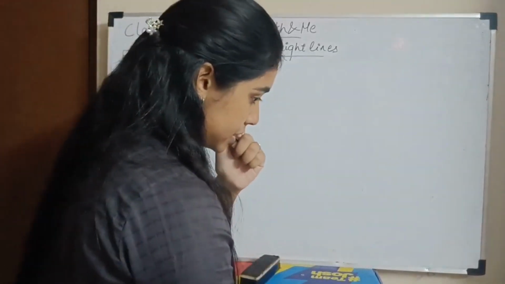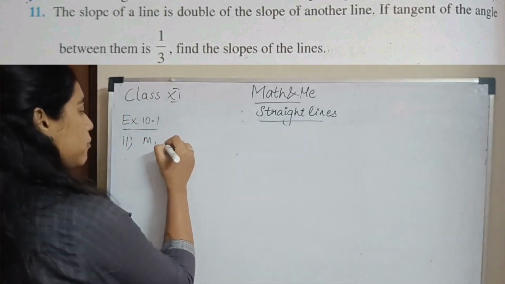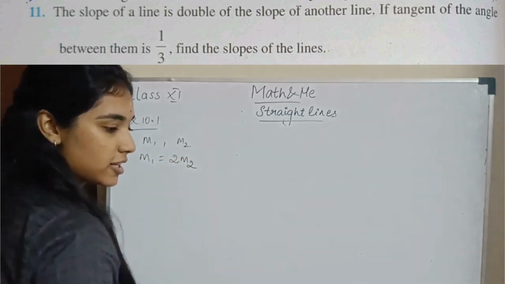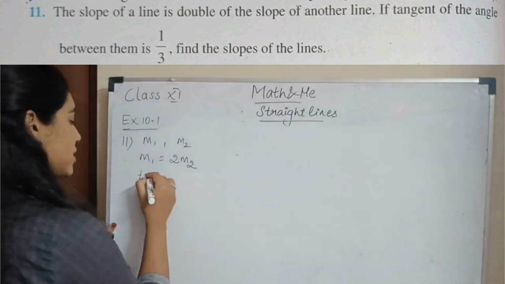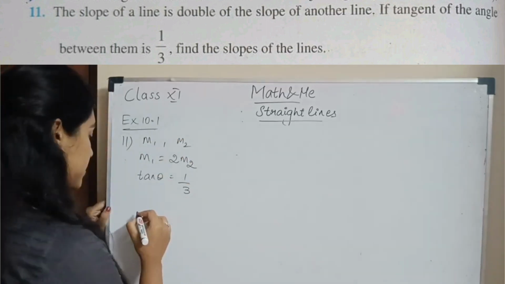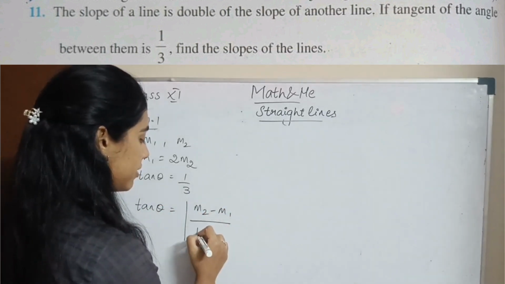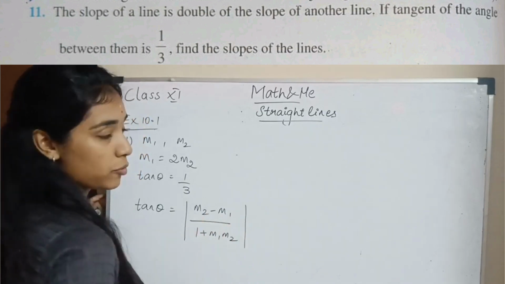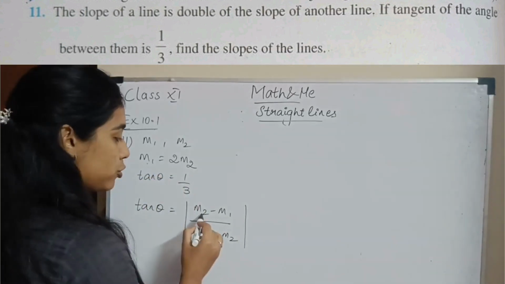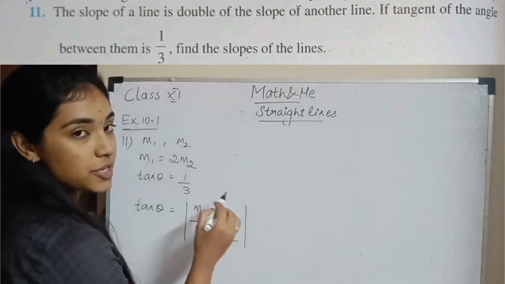Question number 11. The slope of a line is double the slope of the other line. So given M1 and M2 are the two slopes, they say that one of the slopes is double the other slope, and it is given that the tangent of the angle between them is 1 by 3. So what formula do you know connecting all these variables? You have tan theta equals mod of (M2 minus M1) divided by (1 plus M1 M2). I'm not going to solve this problem, but what do you have to do? Instead of M1, you substitute 2M2. So M2 minus 2M2, 1 plus M2 times M2.